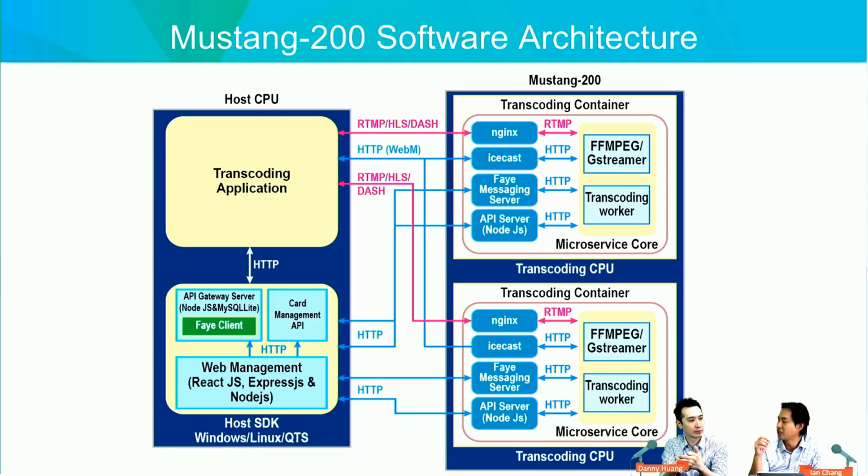Also, the message server handles the multi-card and error messages. You can also develop your own to connect with our Faye message server. We provide that to the customer too. Most of the communication between the components is based on the HTTP protocol, which reduces tight coupling between the components. It's easier to use, with the host SDK for our Mustang-200 and communication through our RESTful API.